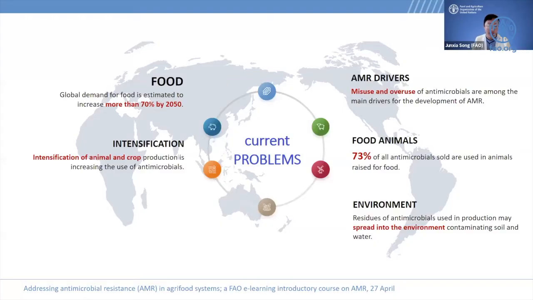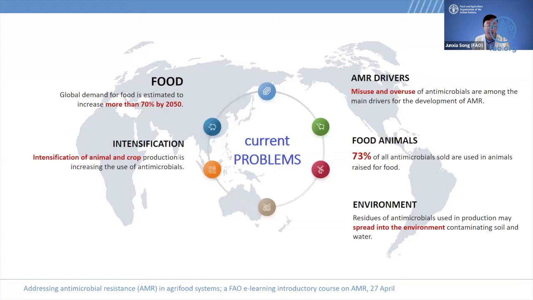Antimicrobial resistance is a major global threat to human, animal, and plant health. It also has implications for food safety, food security, and the livelihoods of millions of farming households. Any use of antimicrobials could drive resistance. Misuse and overuse will accelerate the development of resistance.